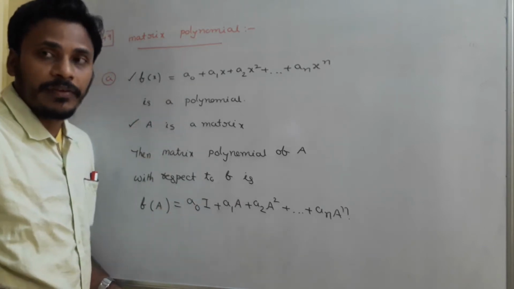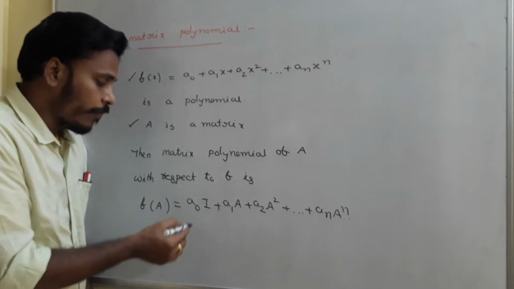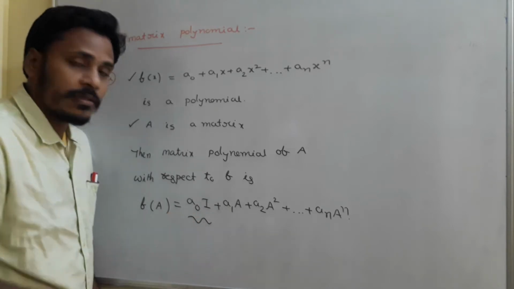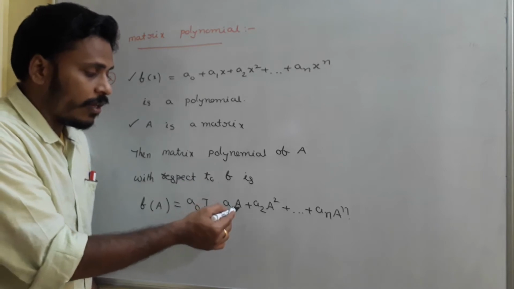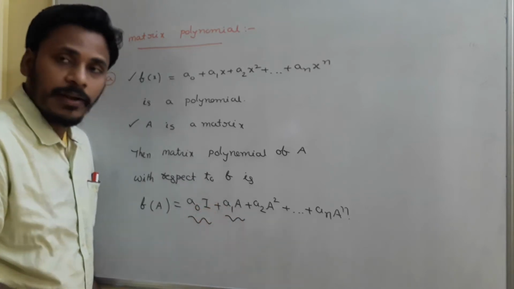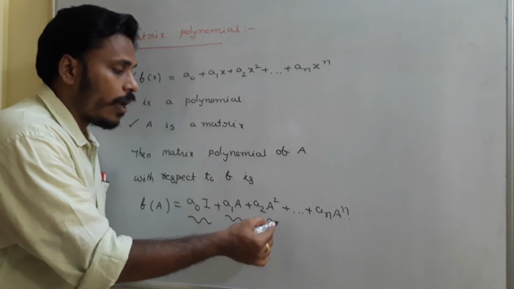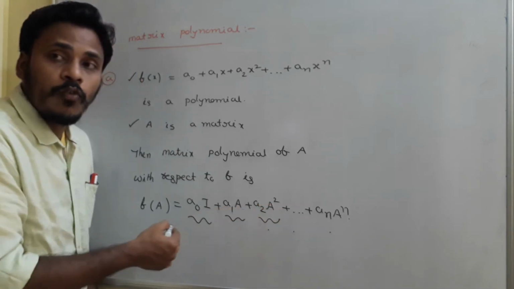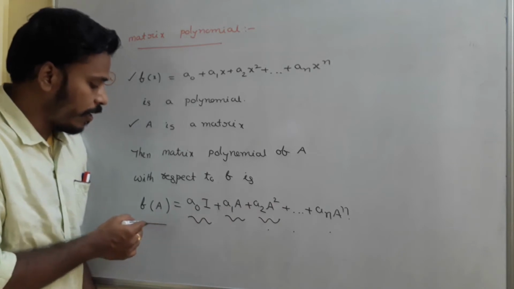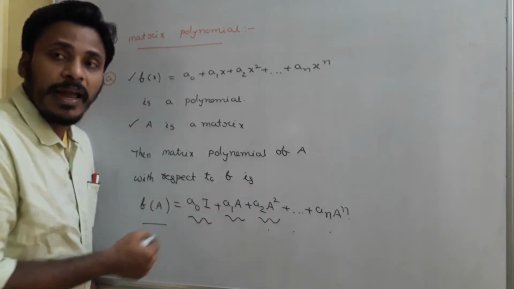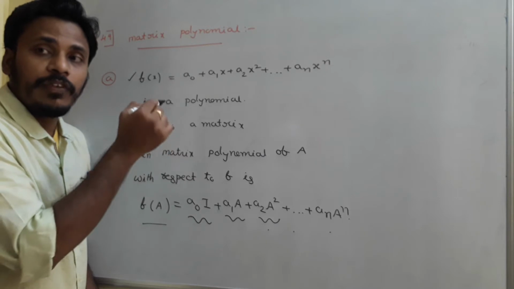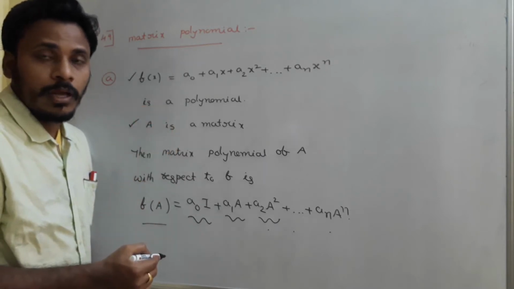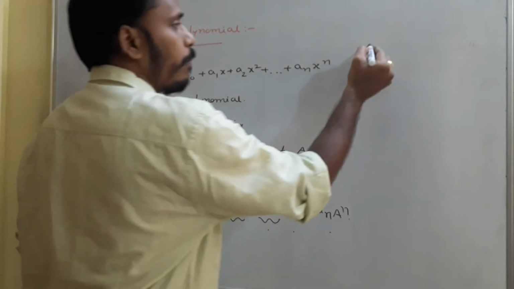At the end, a0 I is a matrix, a1 is a constant and A is a matrix, so a1 A is a matrix, a2 A square is a matrix, and all these are different matrices. The sum of all these matrices is represented by f of A, which is the matrix polynomial of A with respect to the given polynomial. Okay, suppose I give you one example.